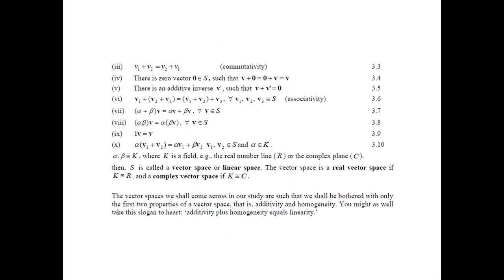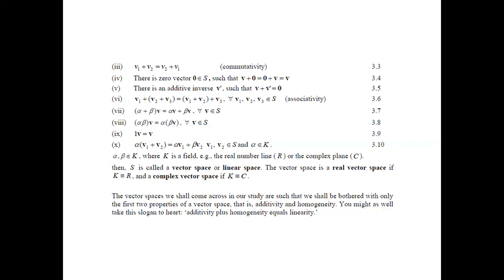It doesn't matter in which order you add two vectors. It should be V1 plus V2 or V2 plus V1, you arrive at the same answer. So V1 plus V2 is V2 plus V1. There's a zero vector, a zero member of S, such that V plus 0 equals 0 plus V, which is still V. There's an additive inverse V prime, such that V plus V prime is that zero vector. It doesn't matter how we add V1, V2, and V3, because V1 plus V2 plus V3 is equal to V1 plus V2, then plus V3, for all V1, V2, V3 that are in S. That is associativity.